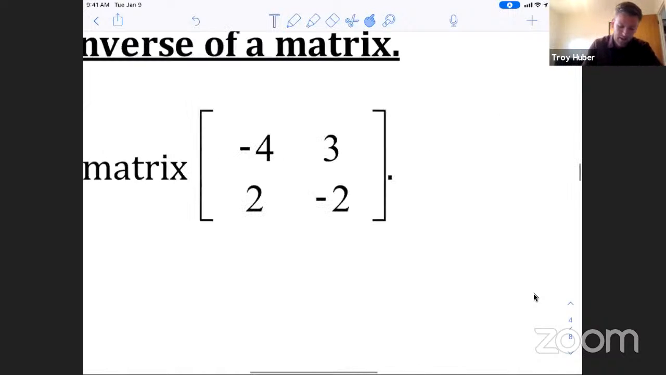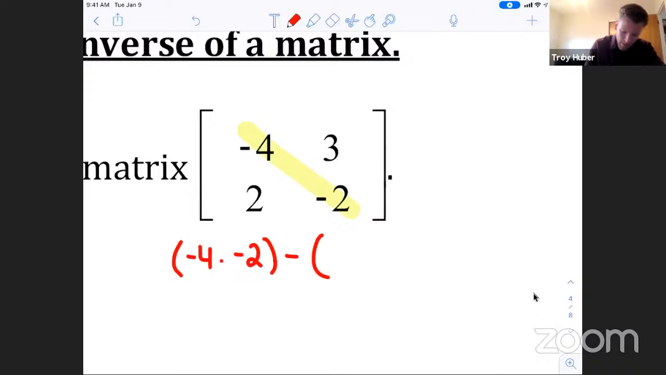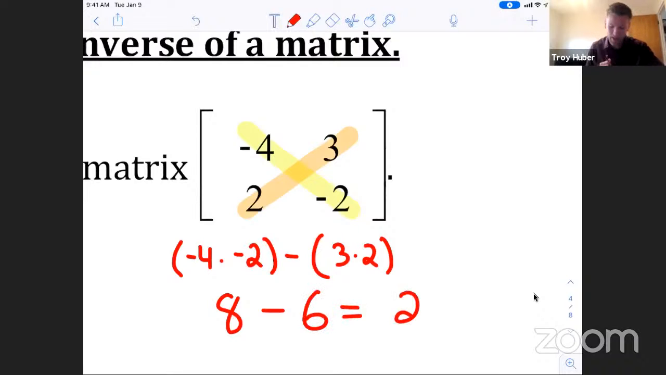All right. So we said we want to multiply these two. So that would be -4 times -2 minus, and then we want to multiply these two. So that would be 3 times 2. -4 times -2 is +8, minus 3 times 2 is 6. So I got 2 as my determinant.